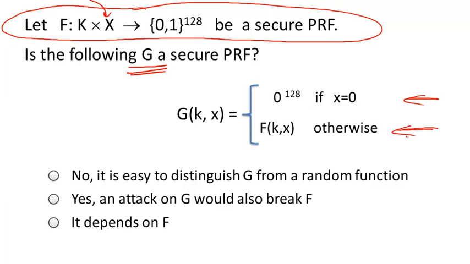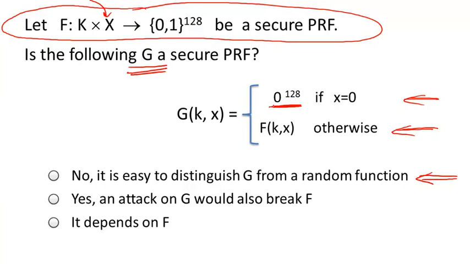So my question to you is, do you think this G is a secure PRF? Well, the answer, of course, is that it's very easy to distinguish the function G from a random function. All the adversary has to do is just query the function at x equals 0. For a random function, the probability that the result is going to be 0 is 1 over 2 to the 128.